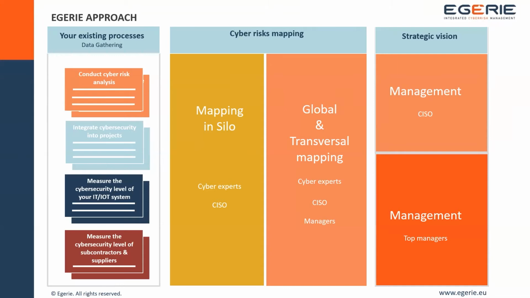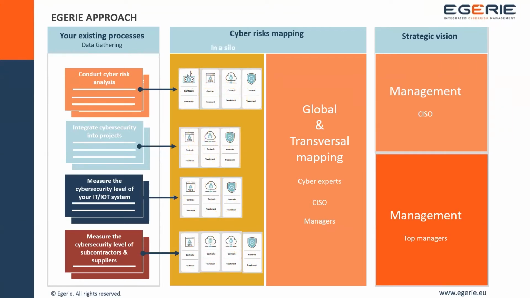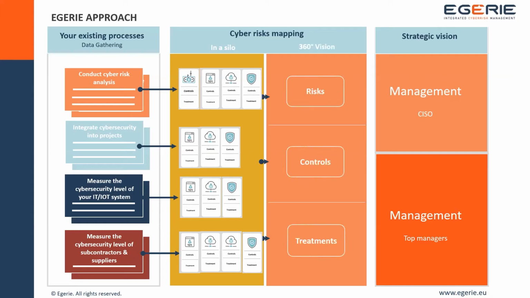So whatever use case you choose to do in our platform, you will have for each of them a list of risks, of controls, and of treatment plans for your system. What we add in the EGRE platform is a global and transversal mapping of your risks, the controls, and the treatment plans. For each of your systems, you have conducted a risk analysis, but you may need to have a global view of all of the risks, the controls, and the treatment plans amongst all of your systems.